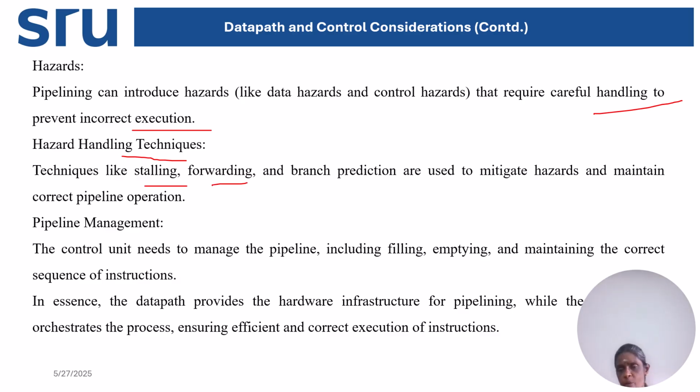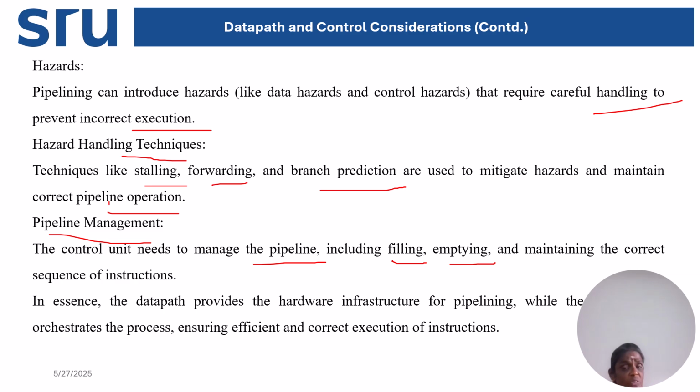Next, forwarding, so correct data forwarding, and branch prediction. It is already anticipated that a branch instruction will come. It is known in advance. These are used to mitigate hazards and maintain correct pipeline operation. Second one, pipeline management. How is it managed? Using the control unit only. It has to manage the pipeline, including filling. Filling means every stage is to be filled in the pipeline.